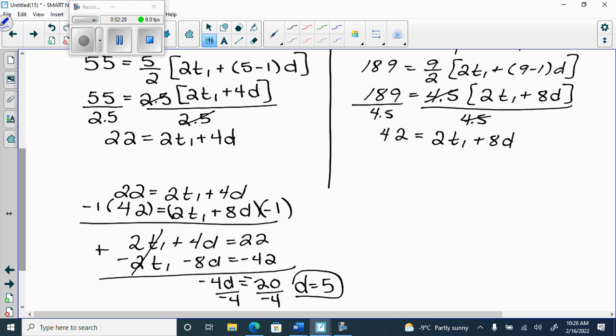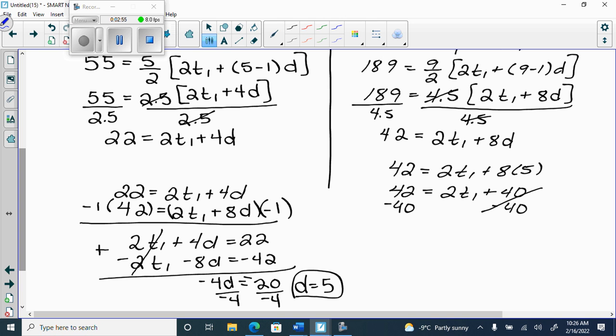5. And then which one do I have to put it back into? Does it matter which equation I put it back into? No, you can put it back into either one, you'll get the same answer, correct? So we found the common difference. I'm going to plug it here because it's open. 42 equals 2T1 plus 8 times 5. So I get 42 equals 2T1 plus 40. Subtract 40. 2 equals 2T1. Divide by 2. T1 equals 1.